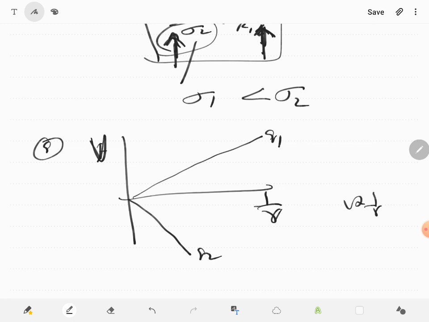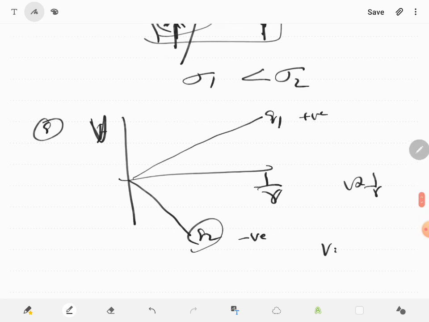The question is, two graphs show the variation of electric potential with 1 by r for two point charges Q1 and Q2. What will be the signs of the two? When the potential is negative, the charge will be negative. So Q2 is negative and Q1 is positive. And which of the two charges has larger magnitude?